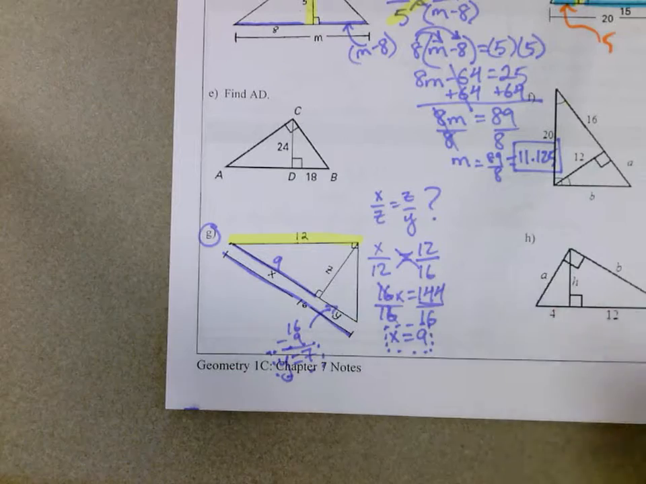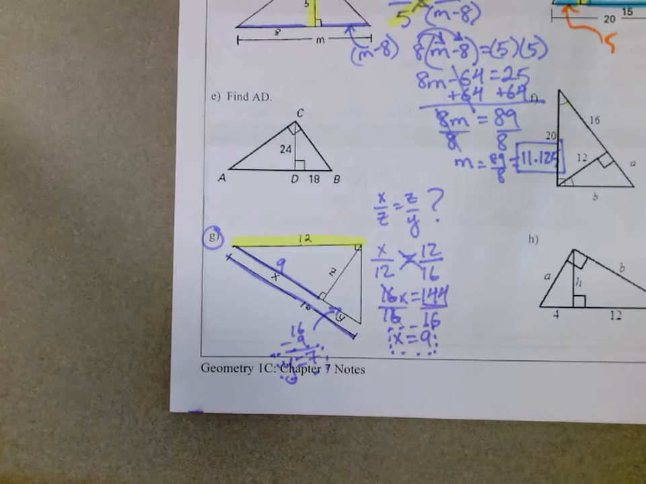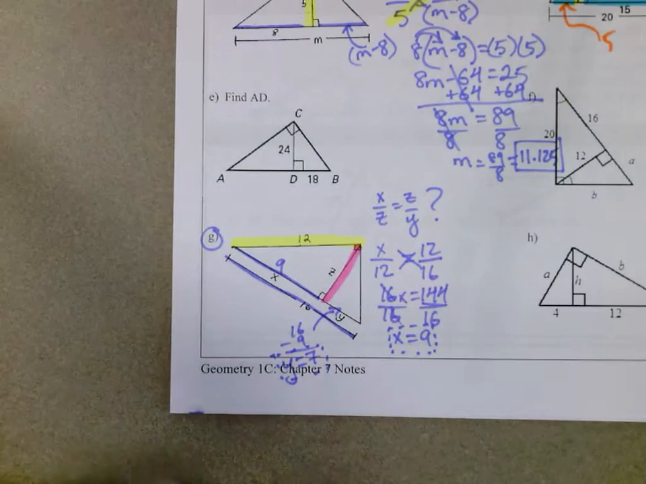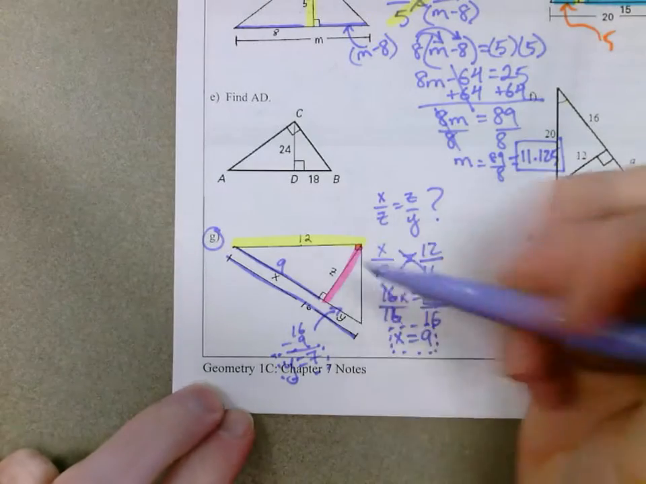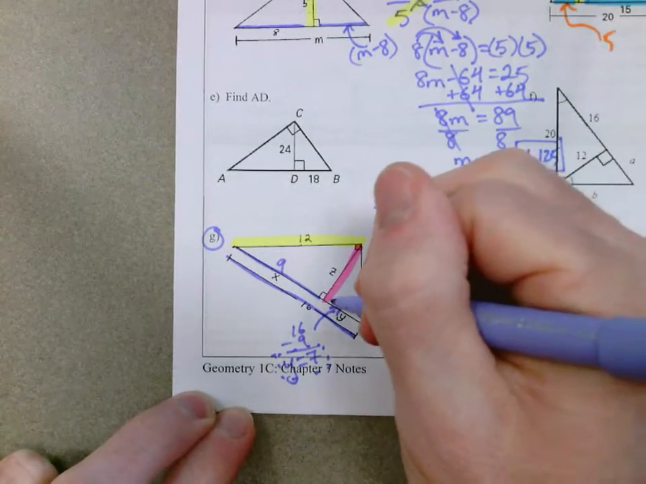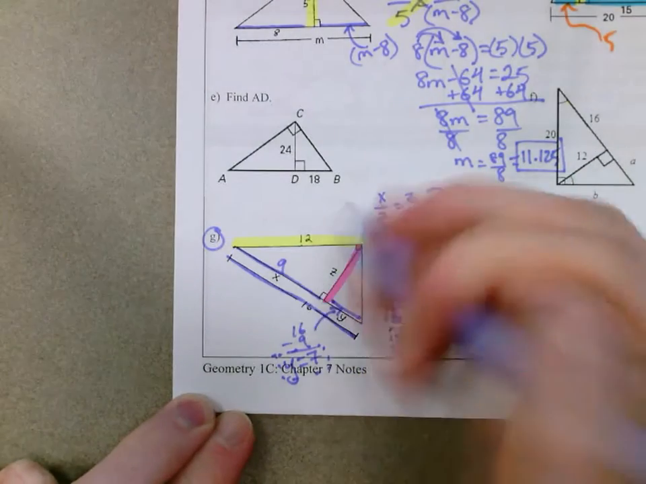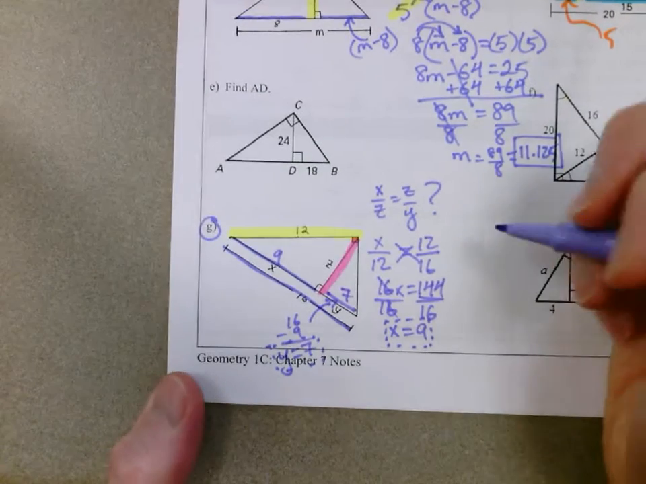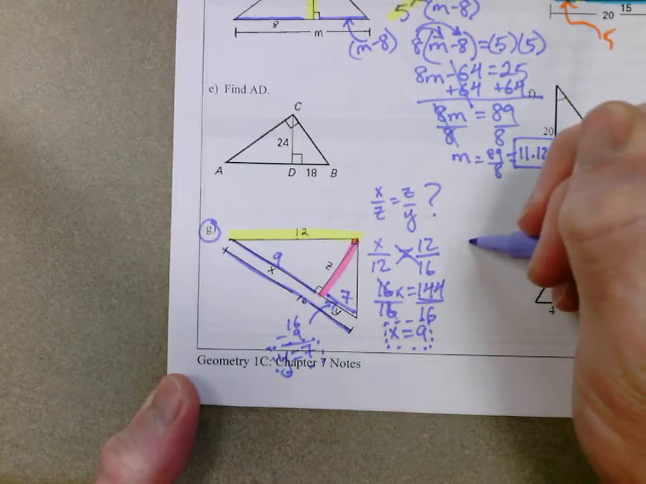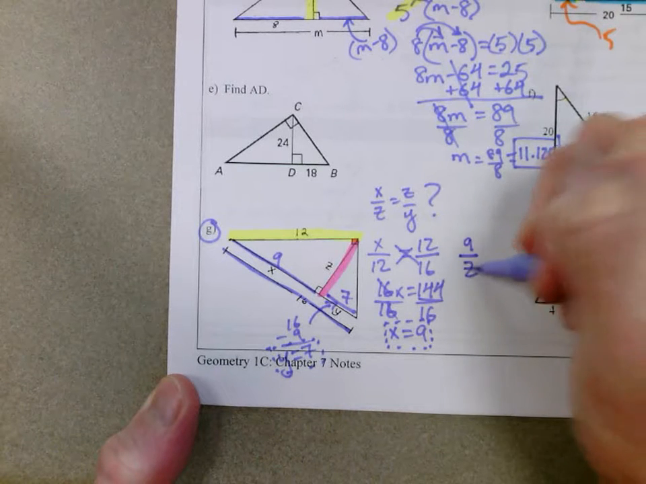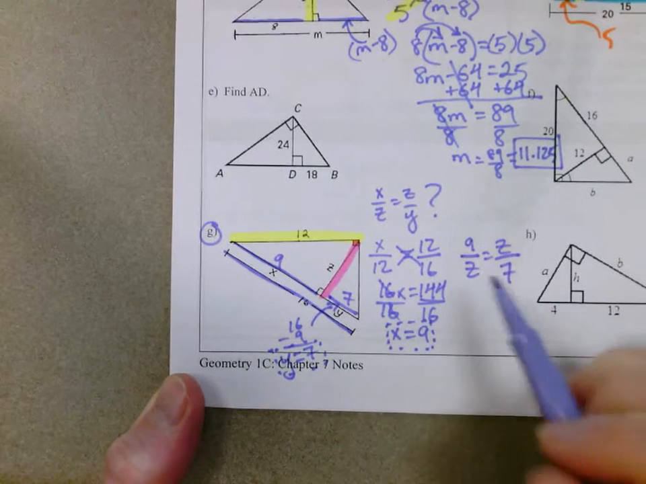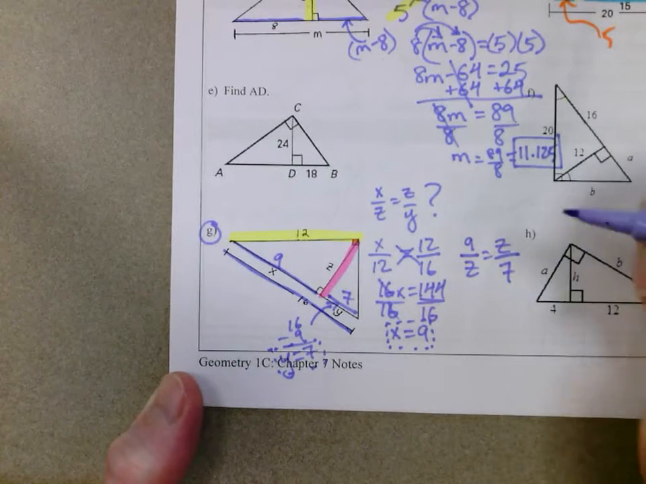Now let's remind ourselves that this piece, I'm going to go ahead and do this highlight in pink. This altitude is the geometric mean between the two pieces of the hypotenuse that it breaks. And for us, that piece is 9 and 7. So I could go ahead and set up a second proportion where piece 1 is to the mean as that mean is to piece 2. Keep in mind those are z's and that's a 7.